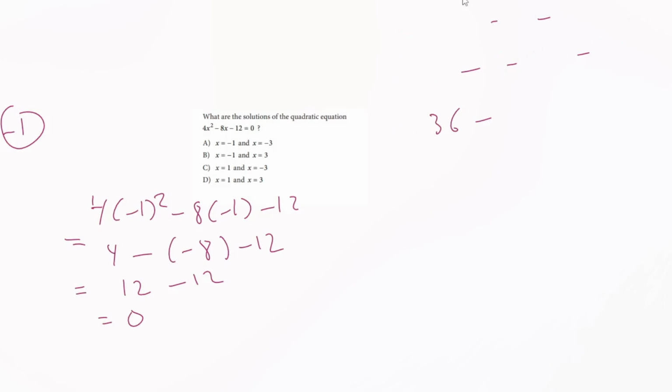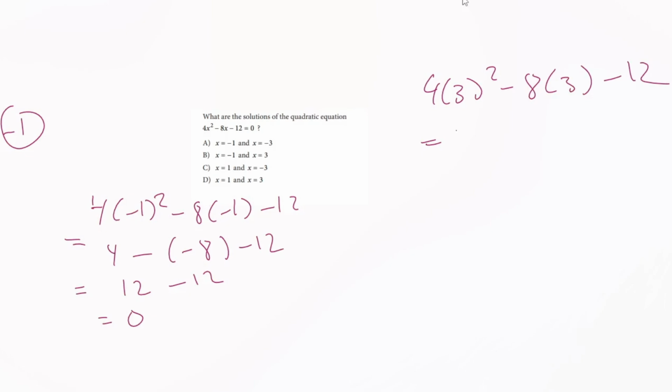Get rid of that off my page, or if you don't want to, just scratch it out, it doesn't really matter. You'll have time, right? And then I'll move on to the next one. Okay, I'll keep my negative 1. So I'll look at positive 3 in this case. So I would do 4 times 3 squared minus 8 times 3 minus 12.